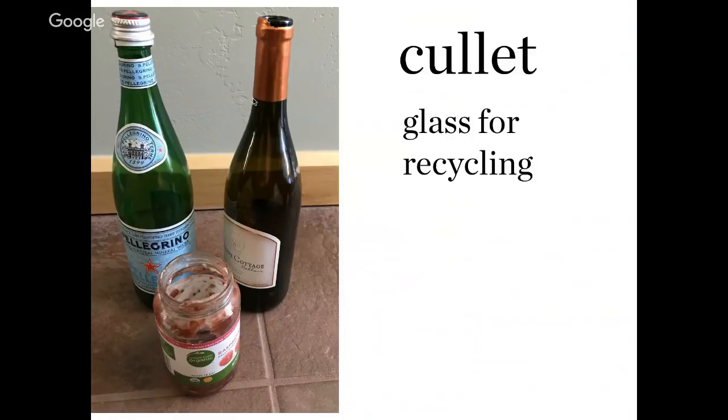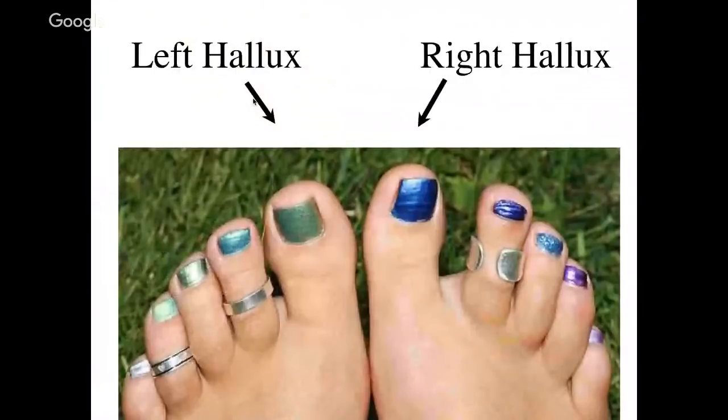Then, as you remember in the story that we read yesterday, Mom picked up that big box of cullet, and she was walking through the house to get it to the car when all of a sudden, ow! She stubbed her left hallux. Ow! Mom stubbed her left hallux, and as you look at this picture, is Mom's left hallux painted green or blue? Green. The left hallux is green.